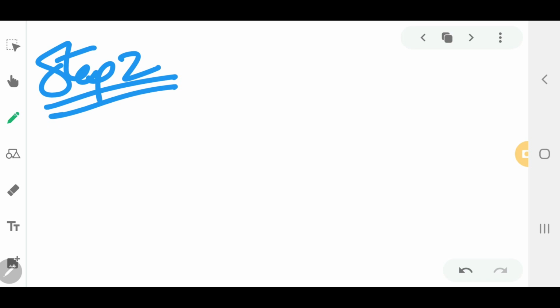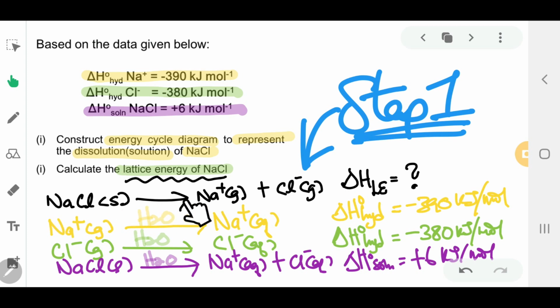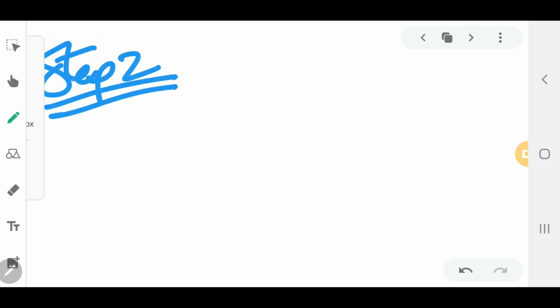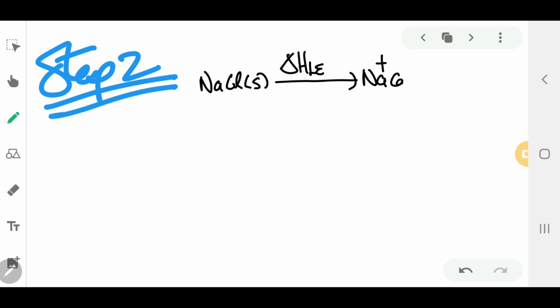Now we're going to construct the energy cycle diagram. So we're going to write the first line on top over here, and that will be the lattice energy. So the lattice energy would be NaCl solid. So this is the one that we want to find out. It will change to Na plus. Remember, gas, don't forget the phases. Phases is very important. Cl minus gas.